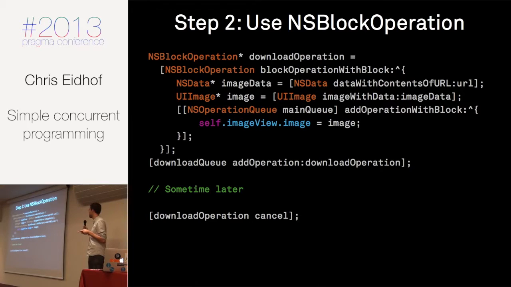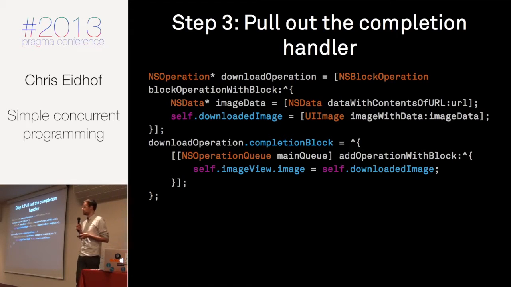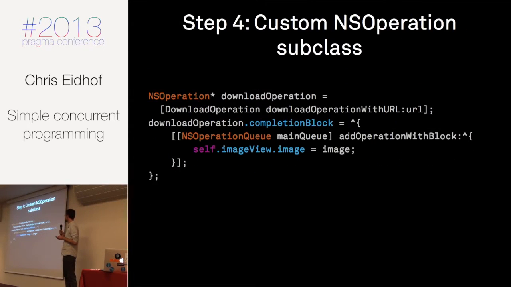Another nice optimization that we could make now is pull out the completion handler. So this is the same code still, but NSOperation has a completion block property. And if you put this main queue stuff in a completion block, then you can take another refactoring and create your own NSOperation subclass. And this is a pattern that I use a lot.